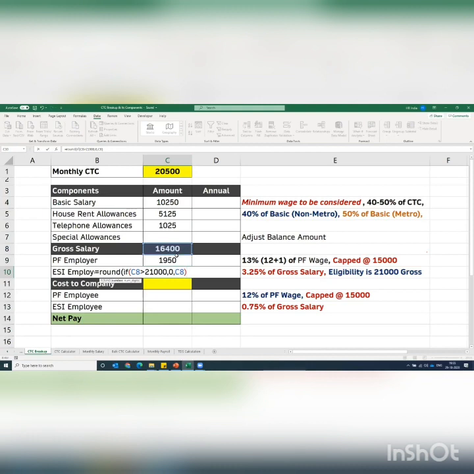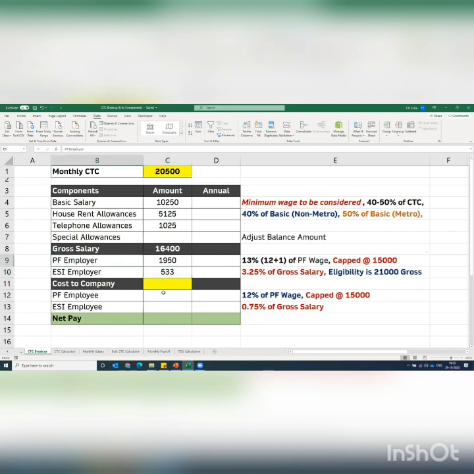Bracket close, multiply with the rate of contribution, that is 3.25% of the gross salary. We have added ROUND in the beginning, add comma 0 in the end, bracket close, enter. We have calculated the ESI also for the employer side. Right, now we have calculated the employer's contribution for this employee.